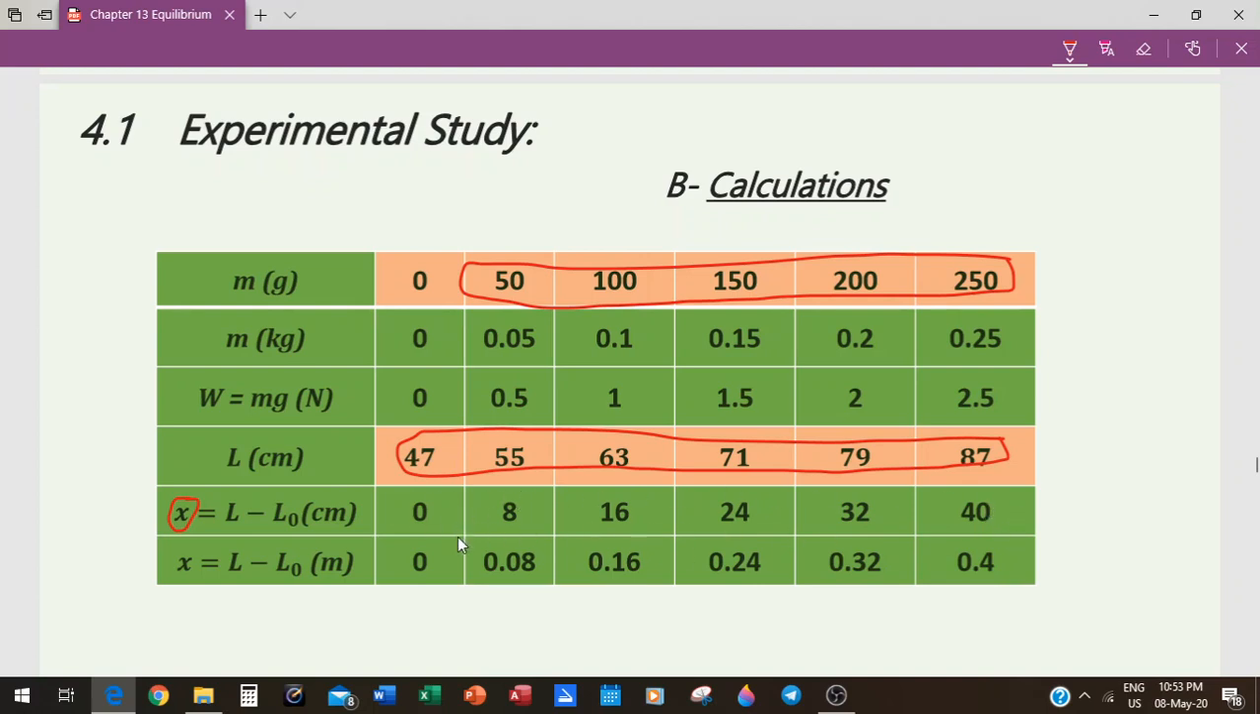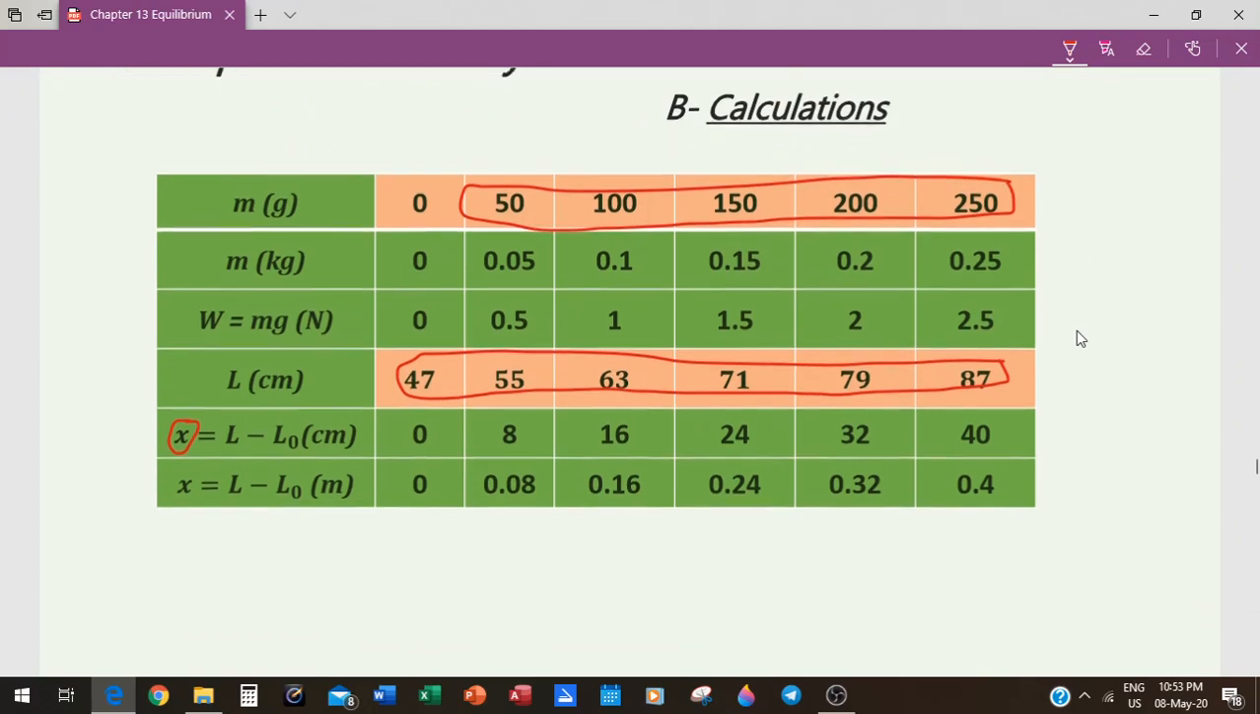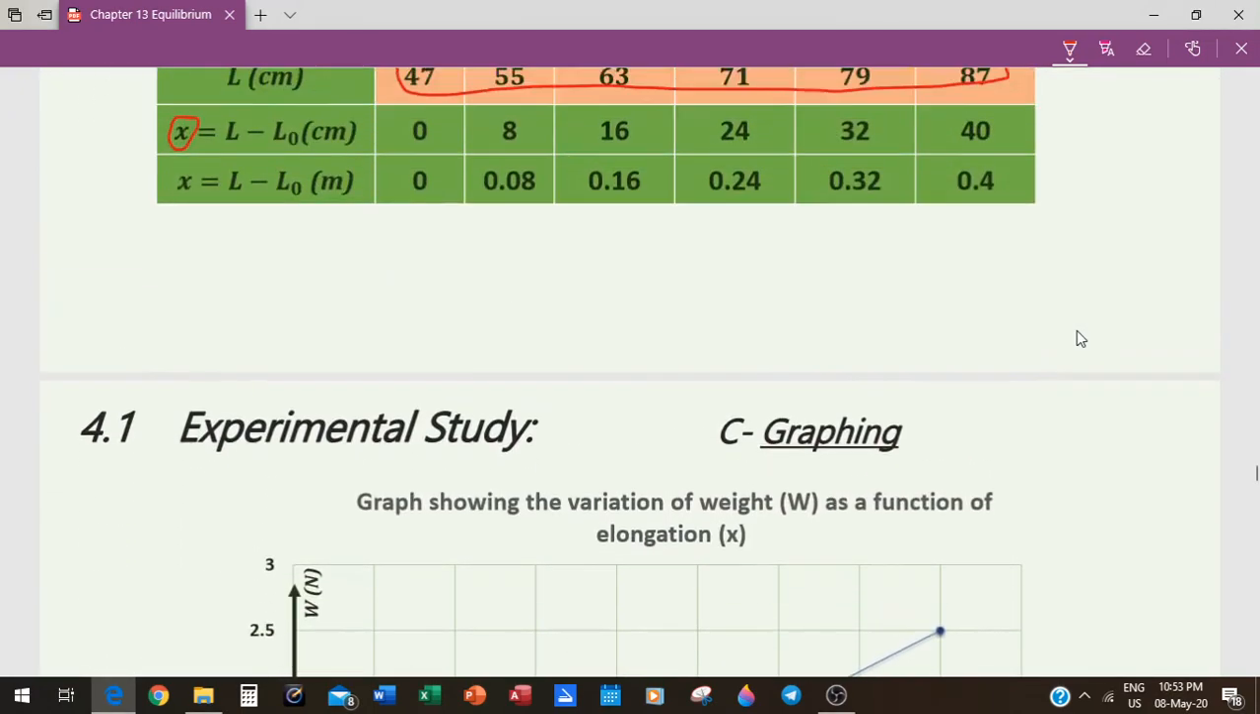And now we convert them to meters. As you know, from centimeter to meter, we divide by 100. 8 over 100 is 0.08, then 0.16, and we record the values here. These are the calculations, or the data collection, of the experiment.